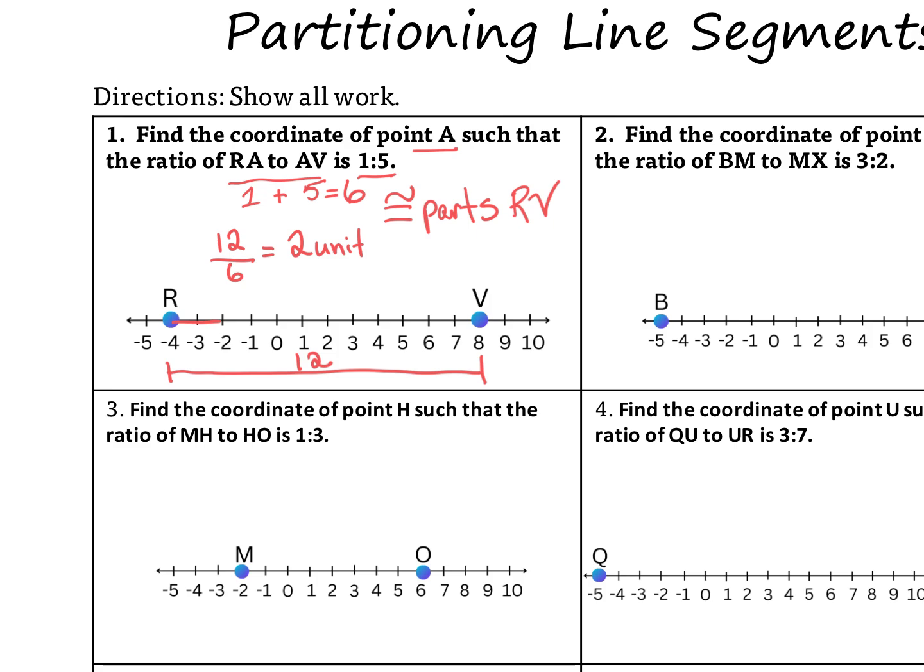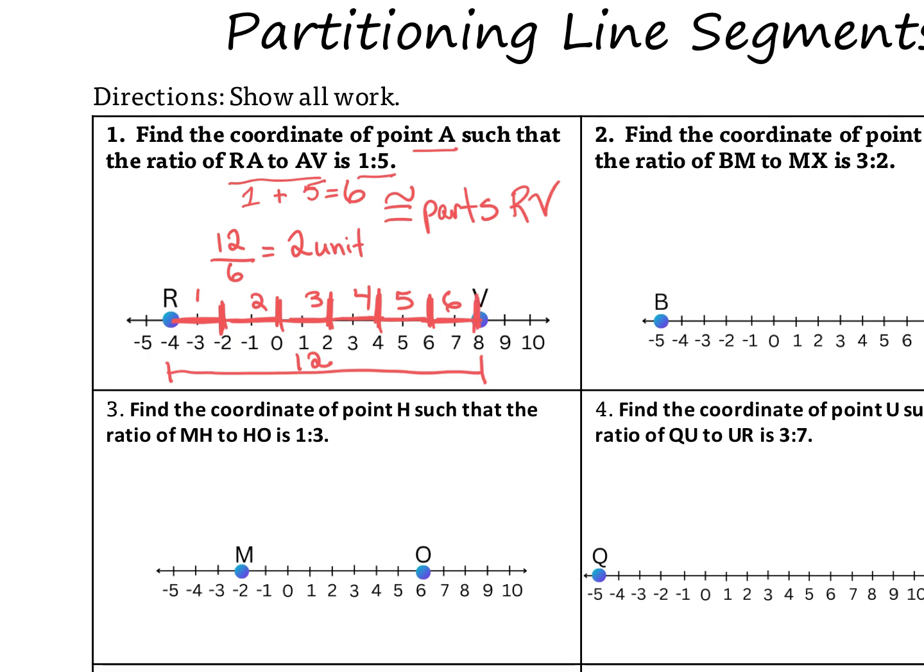So 1, 2, that's 1. 1, 2 is 2. 1, 2 is 3. 2 more is 4. 2 more is 5, and our last one is 6. So there are my 6 congruent parts. 1, 2, 3, 4, 5, and 6. Those are my 6 parts.